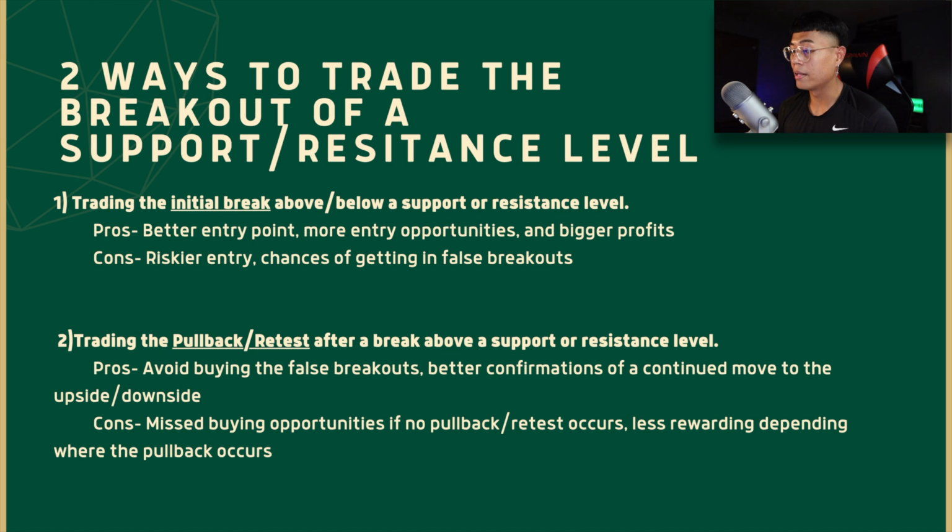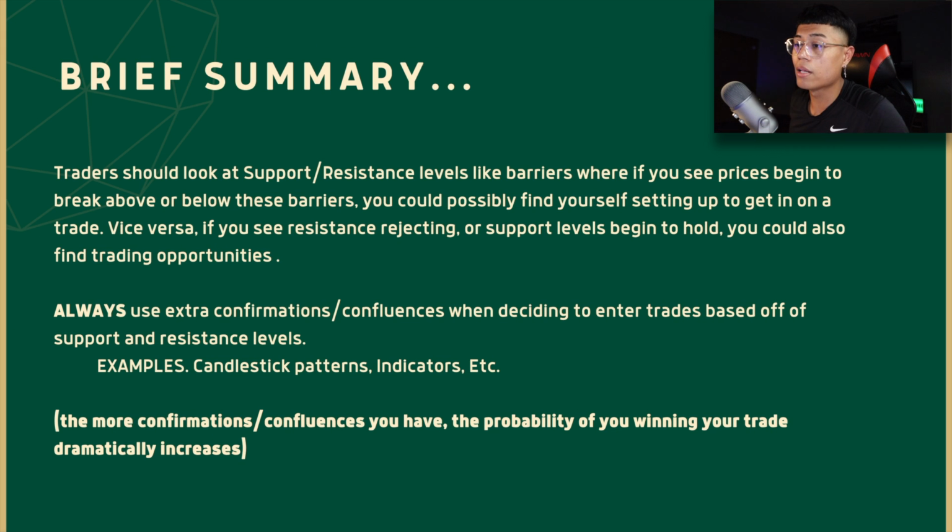And you'll get less of a bigger profit depending where the pullback happens, if it happens. All right, so this is the last slide right here. Quick little summary. Traders should look at support and resistance levels like barriers, where if you see prices begin to break above or below these barriers, you could possibly find yourself setting up to get in on a trade. Vice versa, if you see resistance rejecting or support levels begin to hold, you could also find trading opportunities.